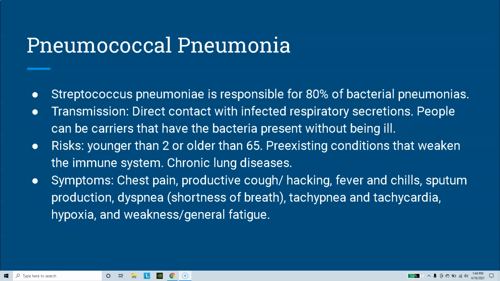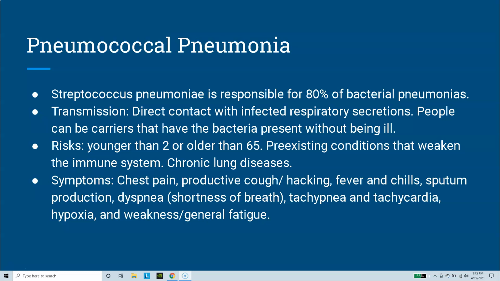Transmission happens with direct contact with infected respiratory secretions. People can be carriers, and they will have the bacteria present, but they won't actually be ill. Risks are children younger than 2 or adults older than 65, and pre-existing conditions that weaken the immune system. Chronic lung diseases also put you at a greater risk. Examples of this are COPD, which includes emphysema. Another example is asthma and cystic fibrosis.